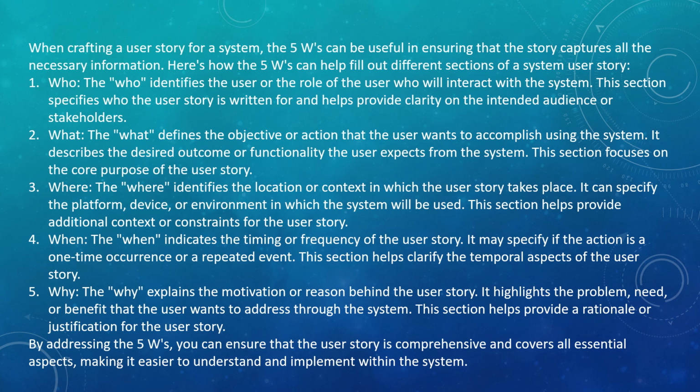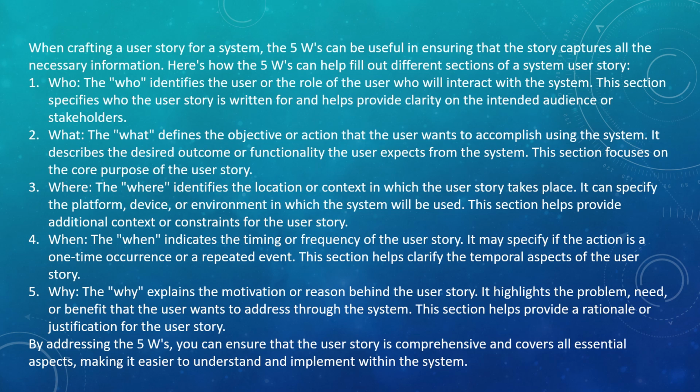The who identifies the user or the role of the user who will interact with the system. The section specifies who the user story is written for and helps provide clarity on the intended audience or stakeholders. The what identifies the objective or action that the user wants to accomplish using the system. It describes the desired outcome or functionality the user expects from the system. This section focuses on the core purpose of the user story.